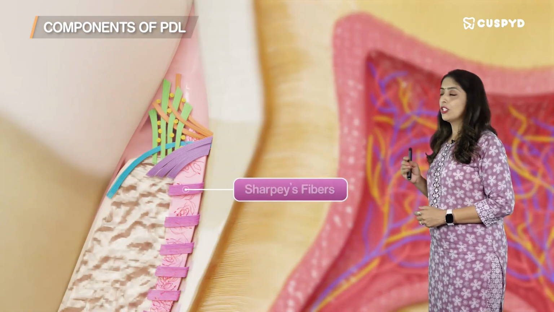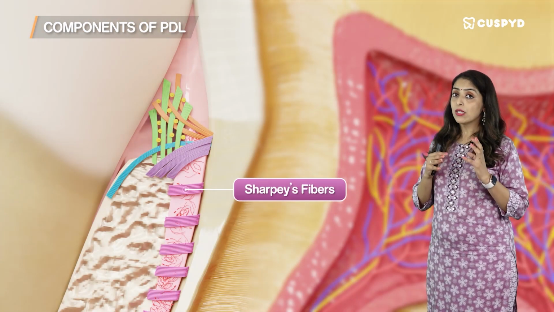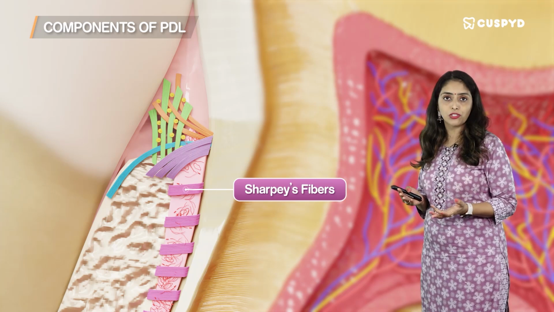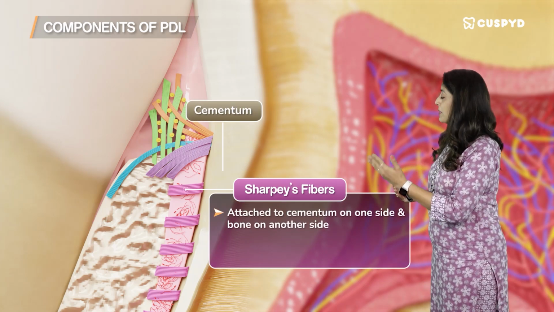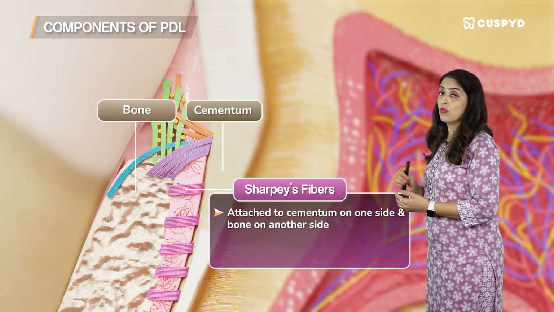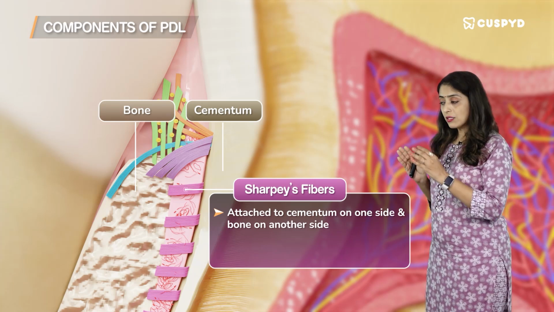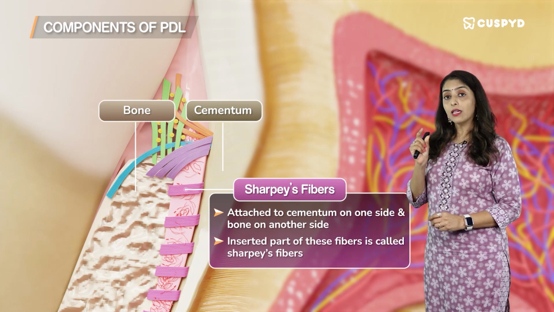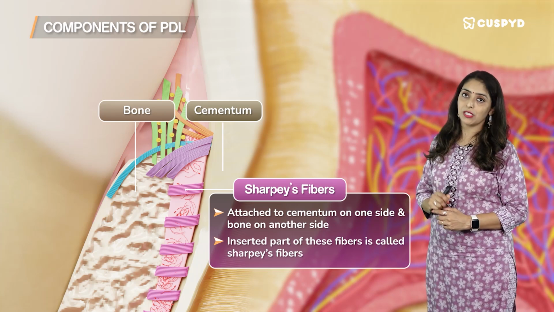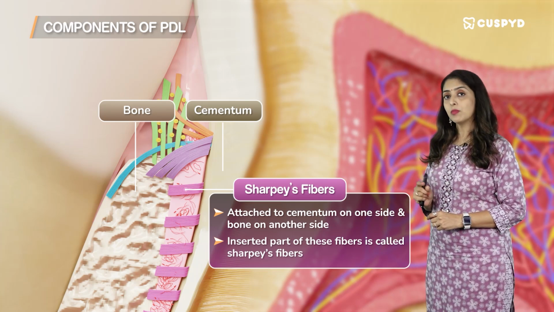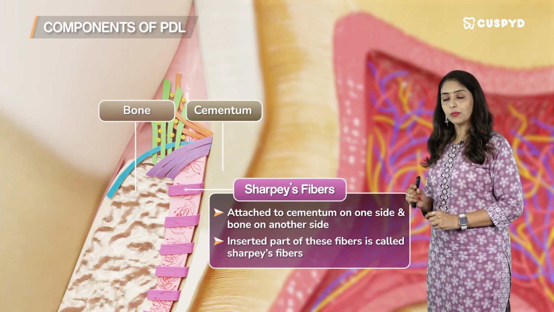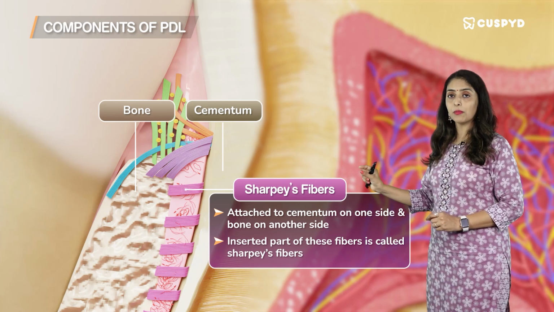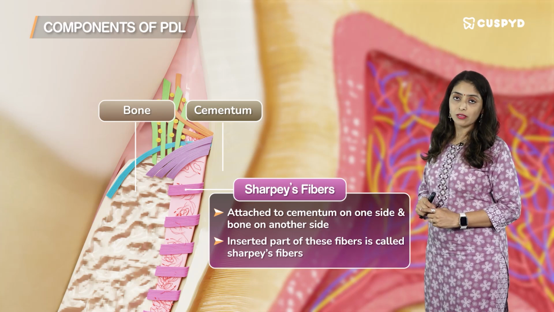Moving on to the Sharpey's fibers. Now, this collagen that was present in the periodontal ligament has to be attached. So, it will be attached to the cementum on one side and the bone on the other. Now, this collagen that has got inserted into the cementum and the bone, the inserted part is called Sharpey's fibers. So, Sharpey's fibers are nothing but collagen fibers of the periodontal ligament that have got inserted into the cementum and into the bone on the other side.